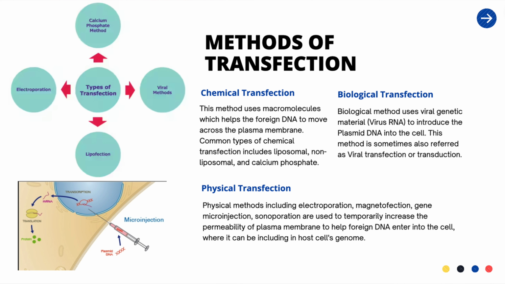What are the methods of transfection? There are three types: chemical transfection, biological transfection, and physical transfection. In physical transfection, we use methods such as electroporation, magnetofection, sonoporation, and gene microinjection to puncture the plasma membrane of a cell and inject the foreign DNA into the cell.